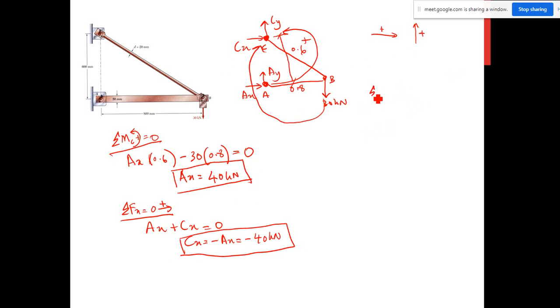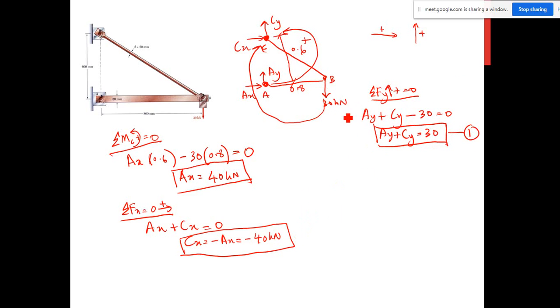Then you can apply the summation of Fy, upward is positive, equal to 0. For this free body diagram, you can see AY plus CY, and then minus 30, because the 30 kilonewton is directed downward, equal to 0. So AY plus CY equals 30. You cannot solve this equation yet, so just leave it. Let's say this is equation 1.